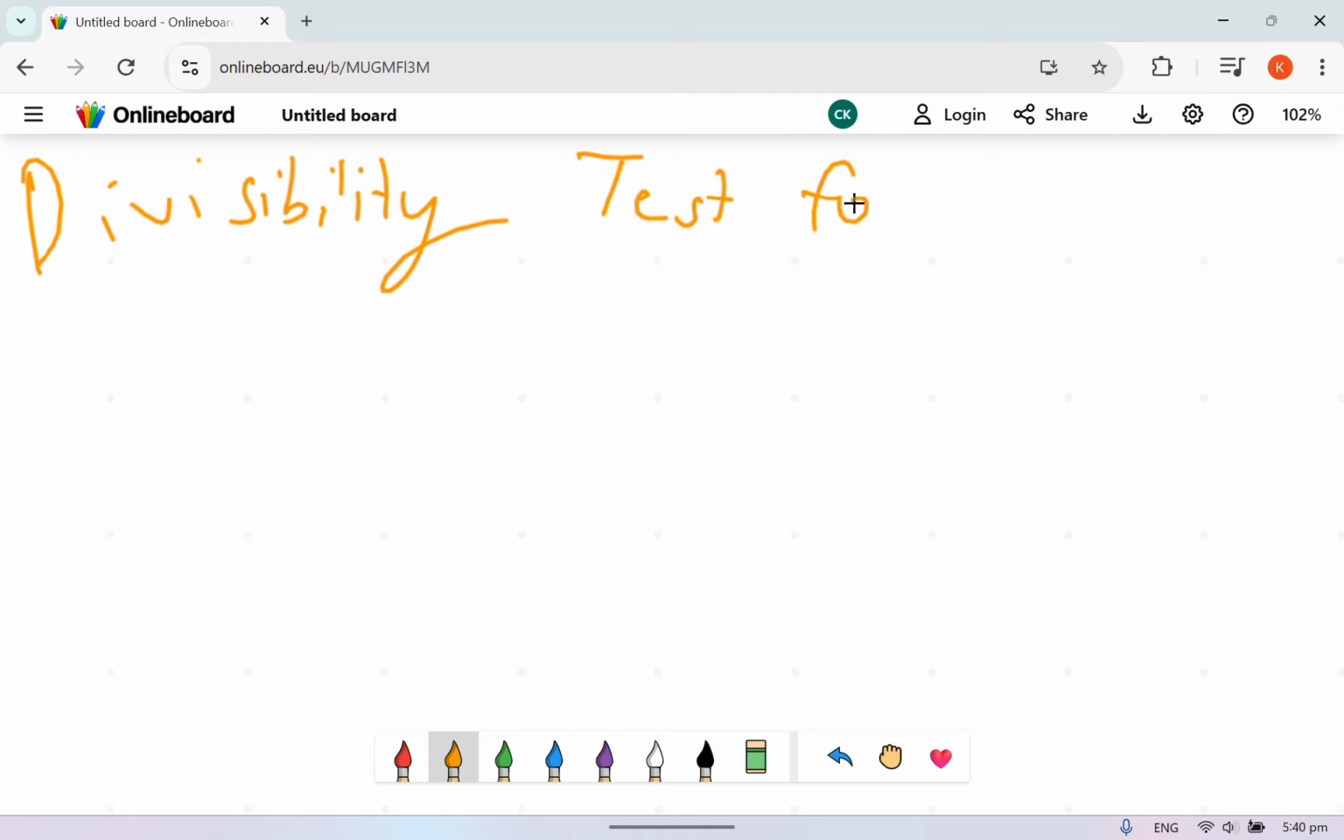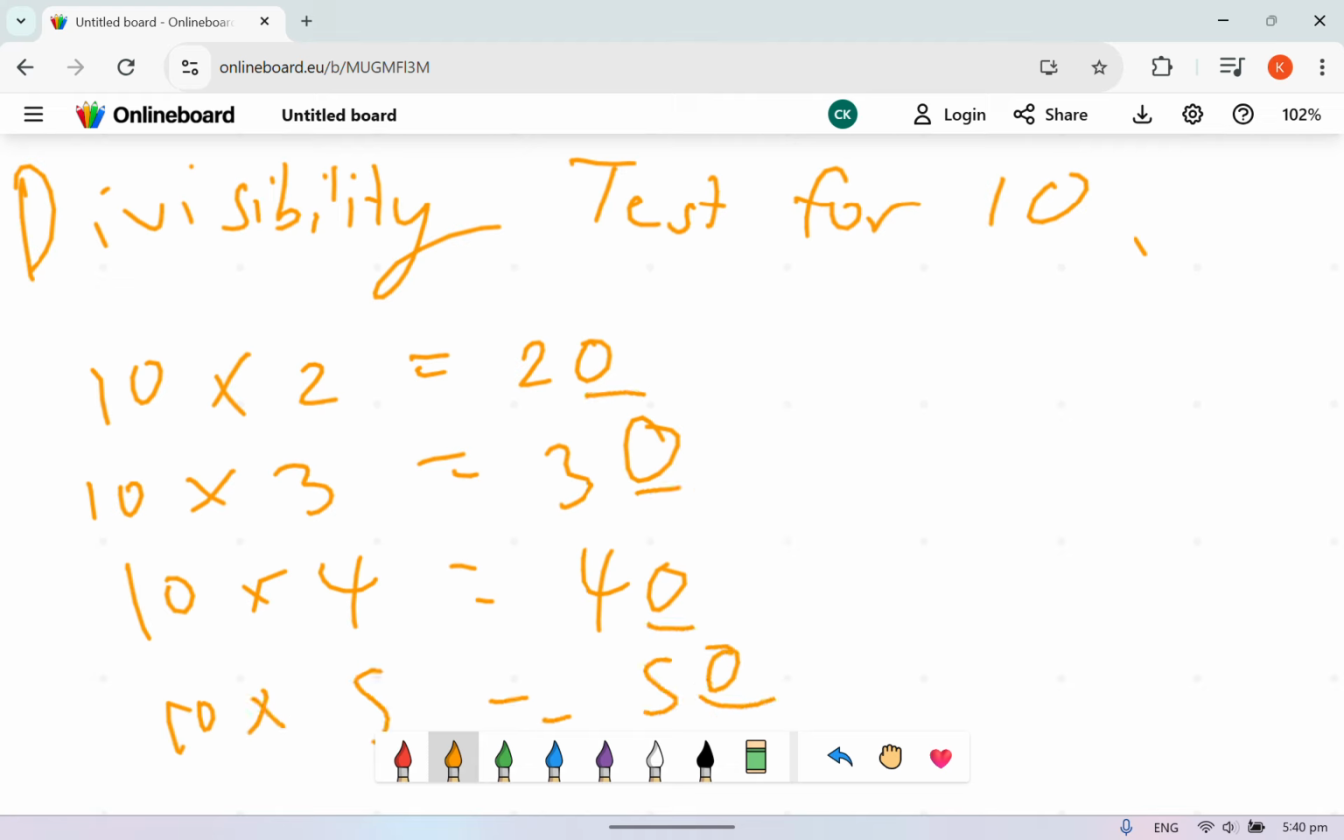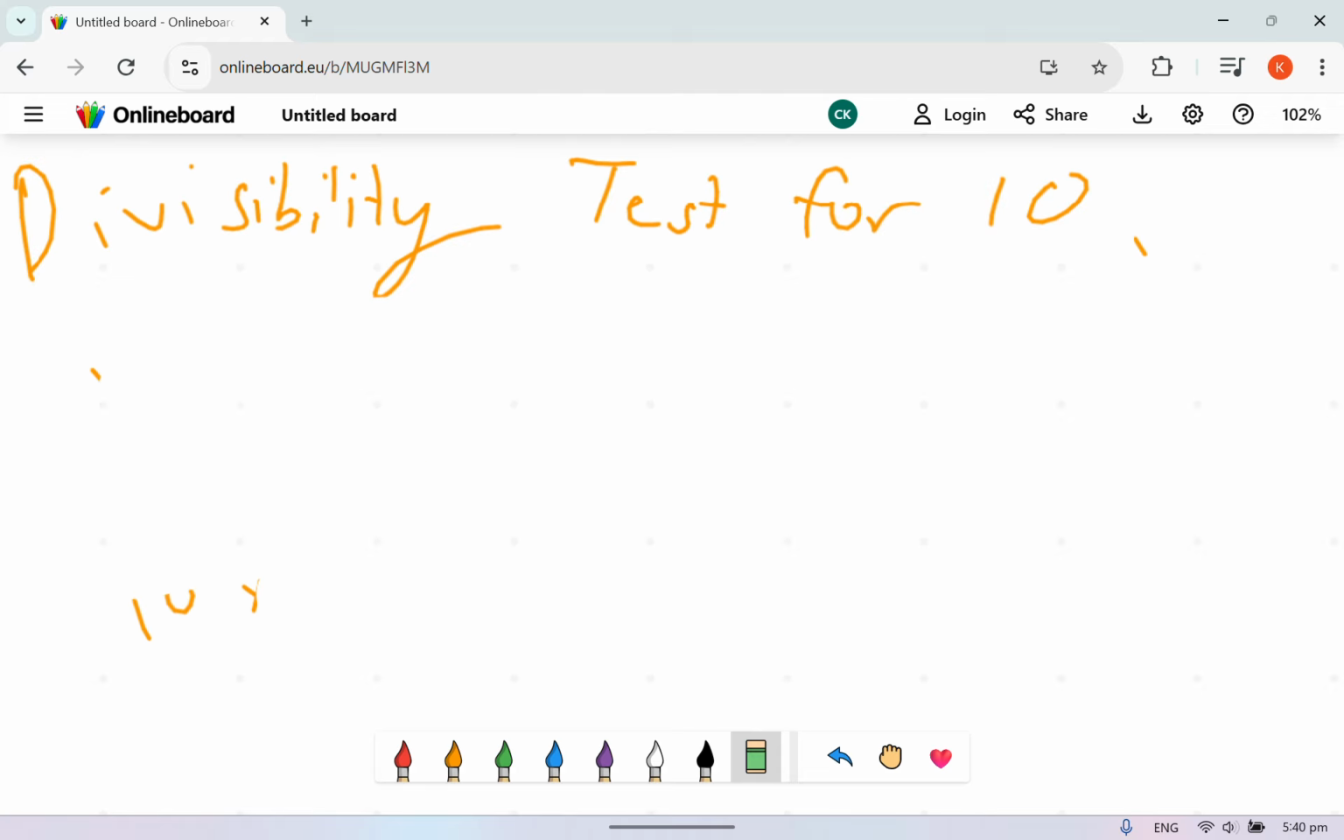Okay, now let's go through divisibility test for 10. Although I'm pretty sure a lot of you probably already know, I'm still gonna go through it just to check. Okay, now I don't think there's much to explain for this, right? Let's do a little experiment. 10 times 2 is 20. 10 times 3 is 30. 10 times 4 is 40. 10 times 5 is 50. What do we see? So I'm pretty sure it's obvious that as long as the number ends with a 0, it's divisible by 10, right?